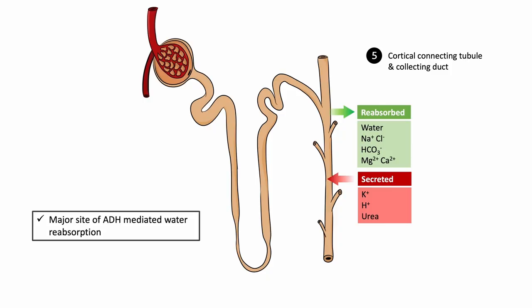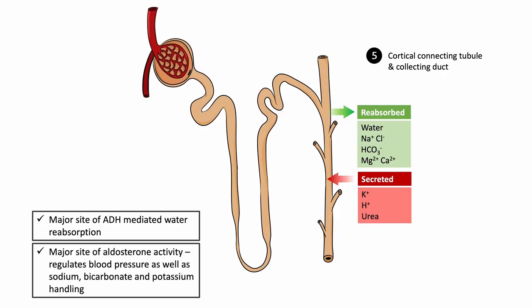ADH is a hormone responsible for determining how concentrated or dilute our urine is. This region of the tubule is impermeable to water except in the presence of ADH. ADH-mediated water reabsorption is also found in the distal convoluted tubule.